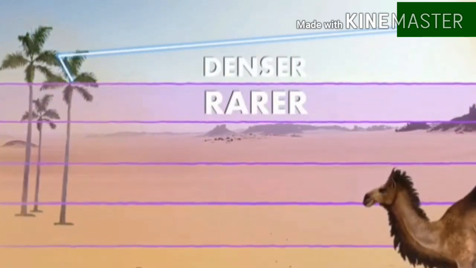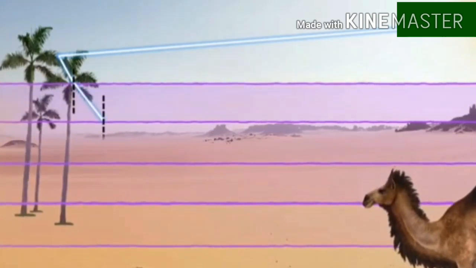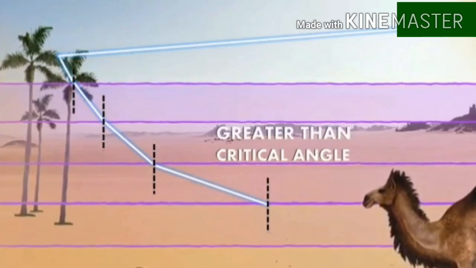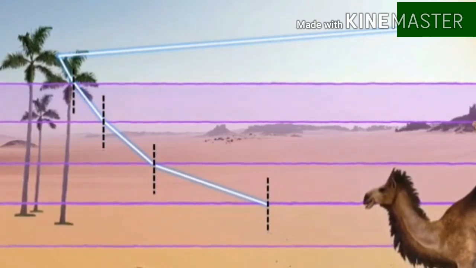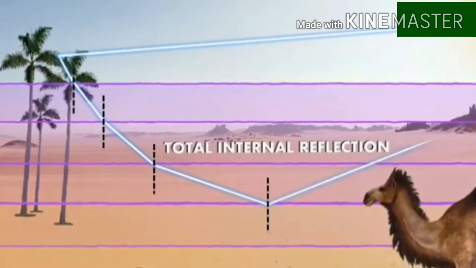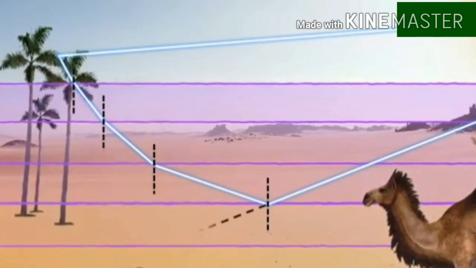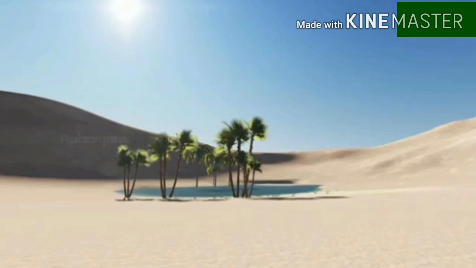As the light goes from denser to rarer, it keeps bending away from the normal. So at each layer, the light is bending away from the normal. But at one point, the light will hit at an angle greater than the critical angle. At that point, instead of refraction, the light will undergo total internal reflection and enter my eye. Once it enters my eye, the human eye always perceives that light travels in a straight line. So now I can see the reflection there at the bottom.